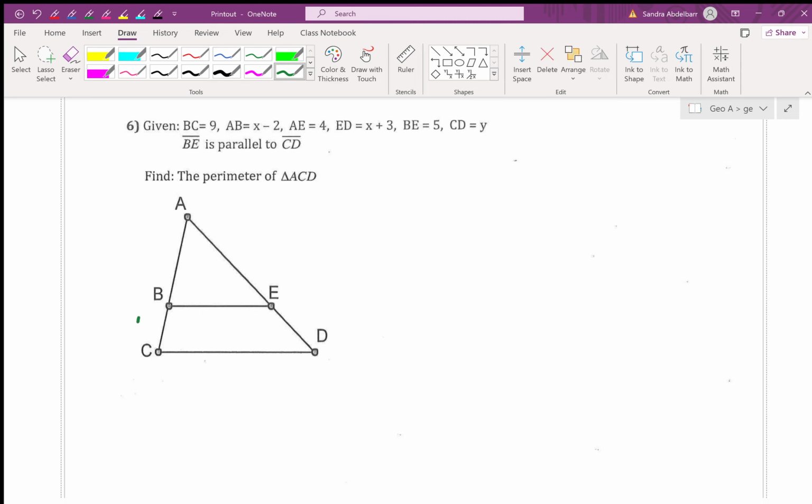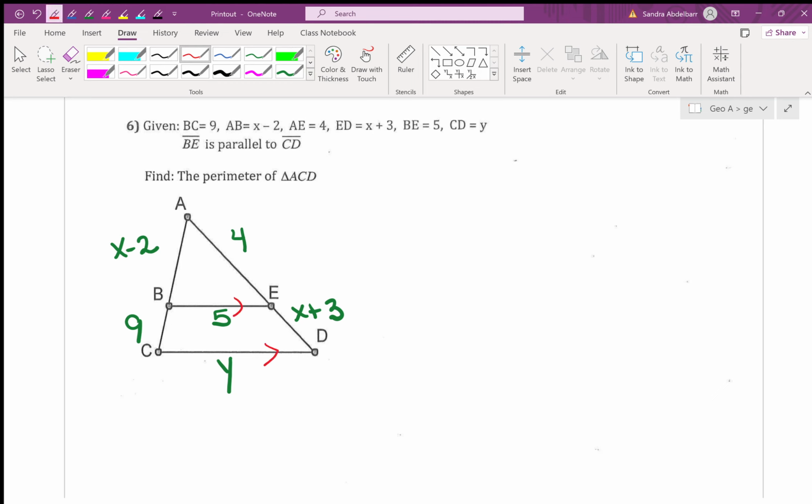BC is 9, AB is x minus 2, AE is 4, ED is x plus 3, BE is 5, and CD is y. We want to find the perimeter of ACD. Do we all agree in order to find the perimeter of ACD, I need to solve for x and y? Sorry, there was one more: BE is parallel to CD.